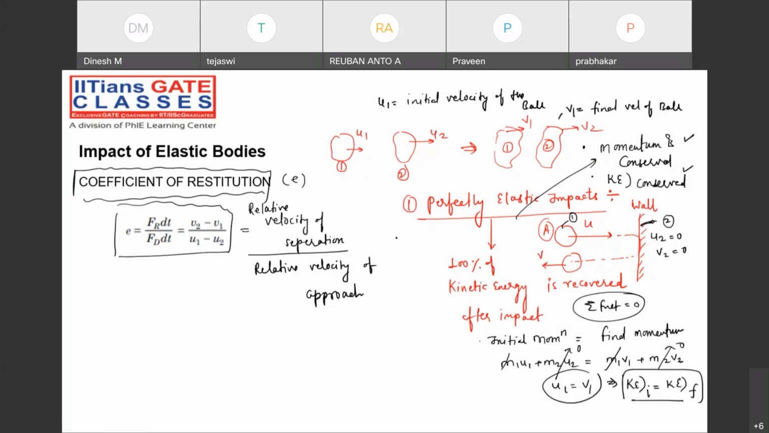What is the perfectly elastic body? What about this case? Tell me the E value. 1 or not? Check it out. V2 is 0, U2 is 0. Put the value. V2 is 0. V1 is again same as U1. U1 is U1 only. And again U2 is 0. Right? What we have? -1. Now if you just take the magnitude, it is 1 only. Yes or no, guys?